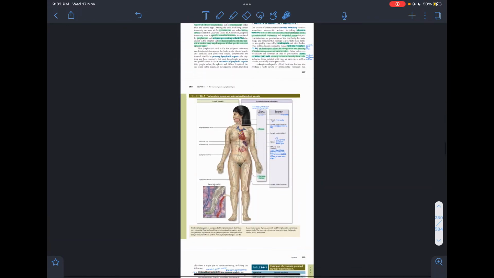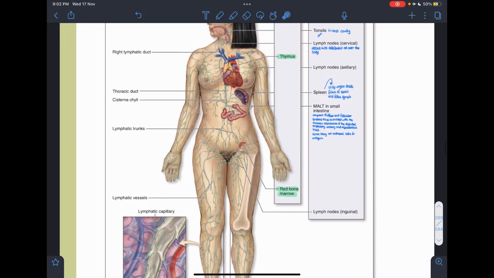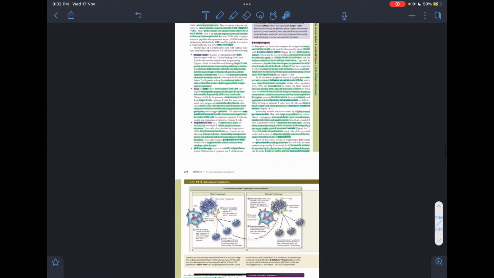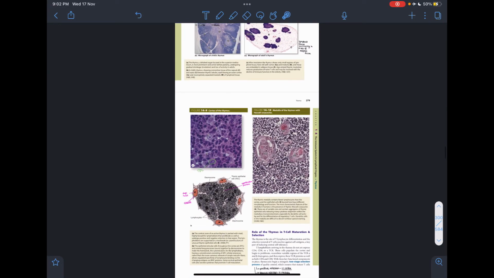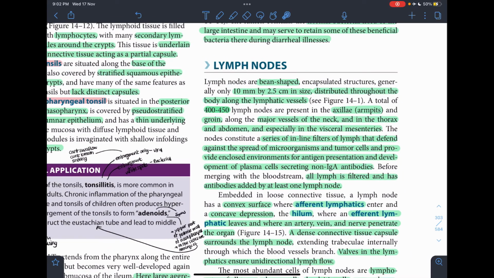The lymph nodes are scattered throughout the body, but they are gathered specifically in certain areas, for example the armpits and the neck and the ears, and they are present in groups in certain areas. So a total of 400 to 450 lymph nodes are present in the axillae, armpits, and the groin, along the major vessels of the neck and in the thorax and abdomen, and especially in the visceral mesenteries.